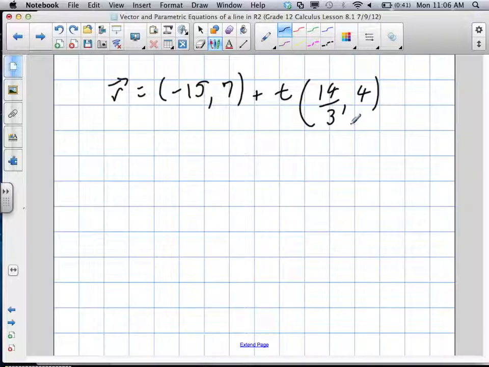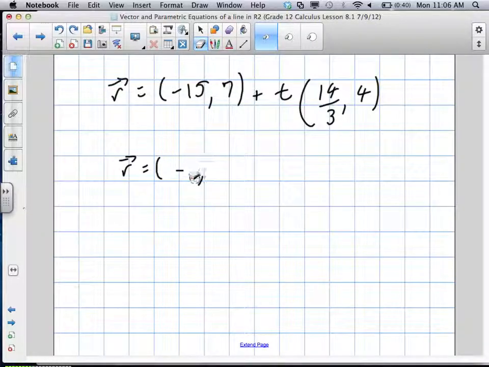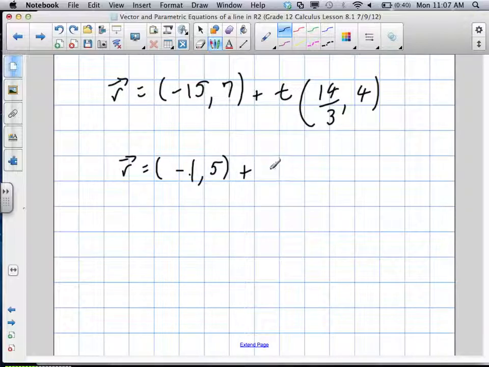What we need to find out, first of all, is whether these two directional vectors are the same. Remember we said we could use any point. We used negative 1 and 5 in our vector equation. Sorry, negative 1 and 5, not negative 5. Plus, and our directional vector was 7, 6, right?